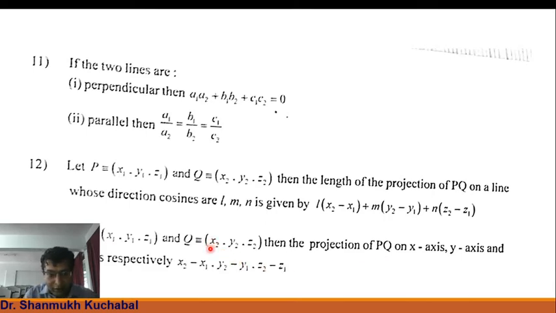So it is x2 minus x1 along the x-axis, y2 minus y1 along the y-axis, and z2 minus z1 along the z-axis. Here it is clearly mentioned: along the x-axis x2 minus x1, along the y-axis y2 minus y1, along the z-axis z2 minus z1. Like this we have to find the projection of PQ on a particular axis.